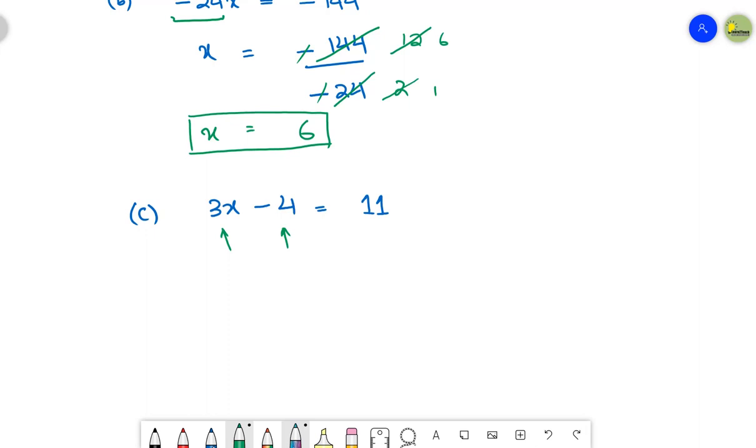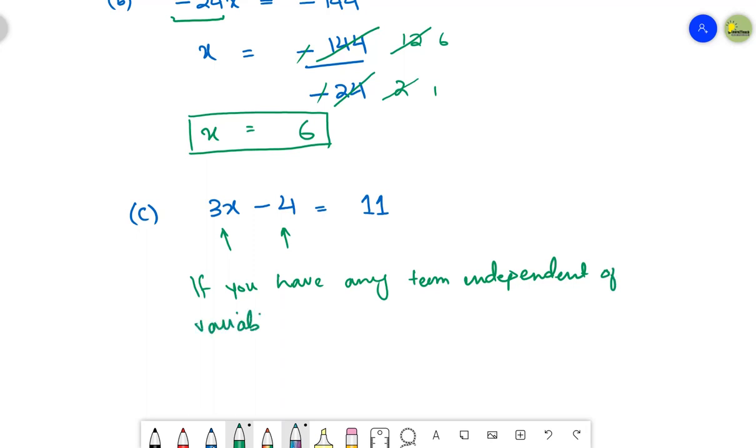You can write over here, if you have any term independent of variable, shift that term to the other side.